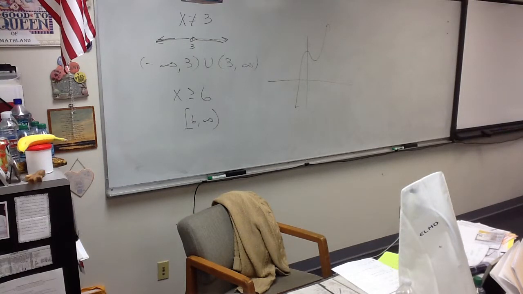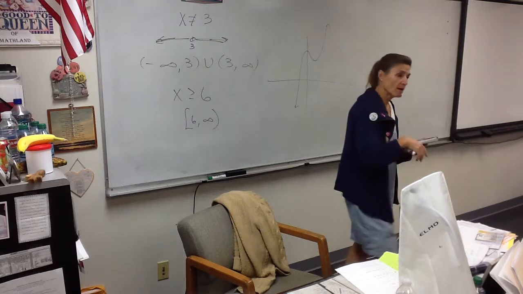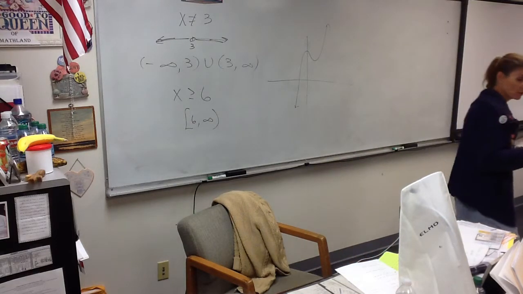Now, you're finding 3 points. That whole problem is finding 3 points, totally on your calculator. All right? First, we're finding the zeros. Do you remember how to do that? Where's your calculator?